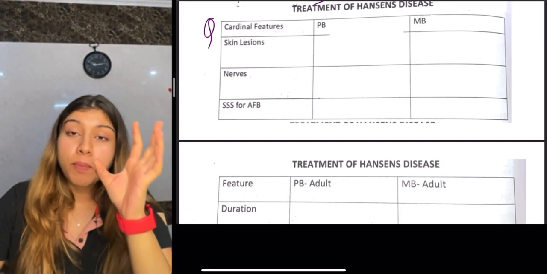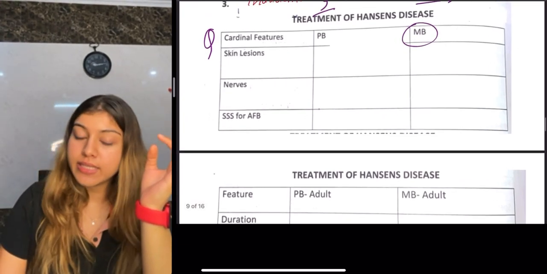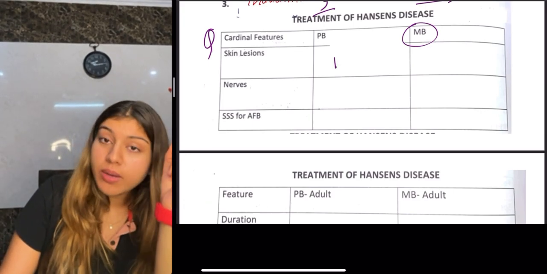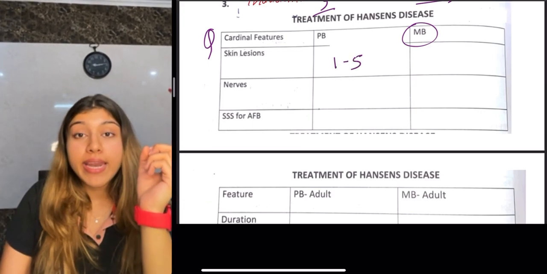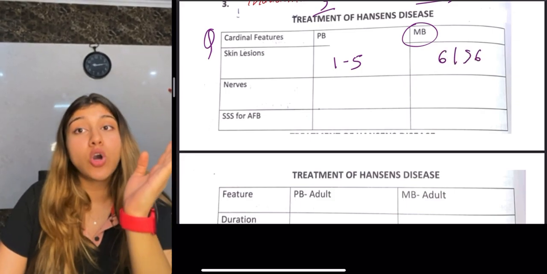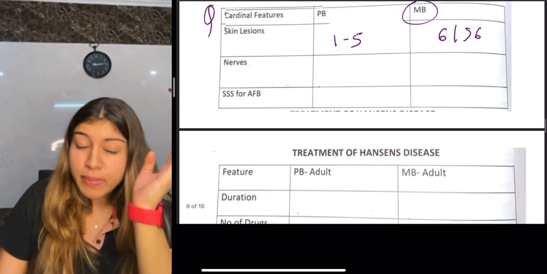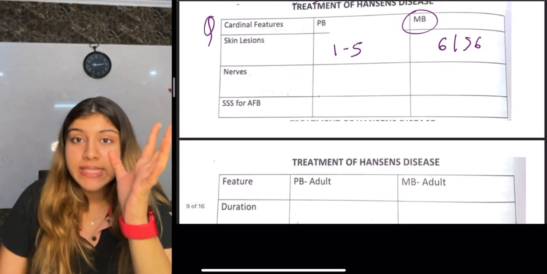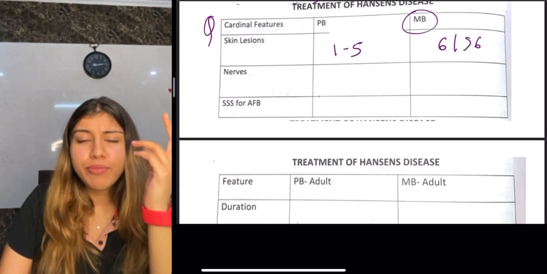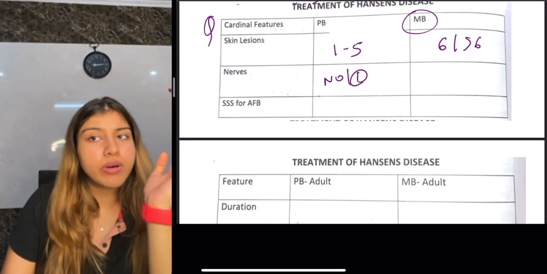Now, guys, let us differentiate another important question that we get to see, that is paucibacillary and multibacillary Hansen disease. Paucibacillary, how many skin lesions will it come with? The patient will come with 1 to 5 skin lesions, whereas in multibacillary there will be 6 or more than 6. In paucibacillary, you will either have no nerves involved, or maybe one nerve will be involved.